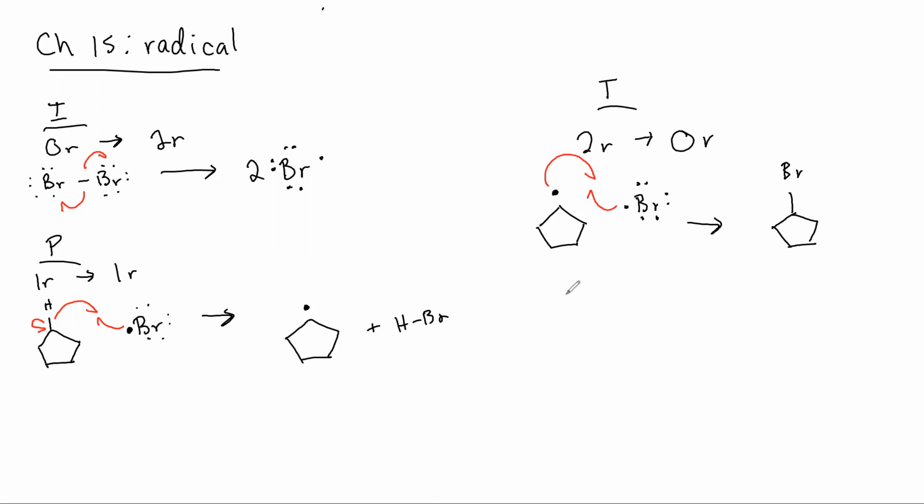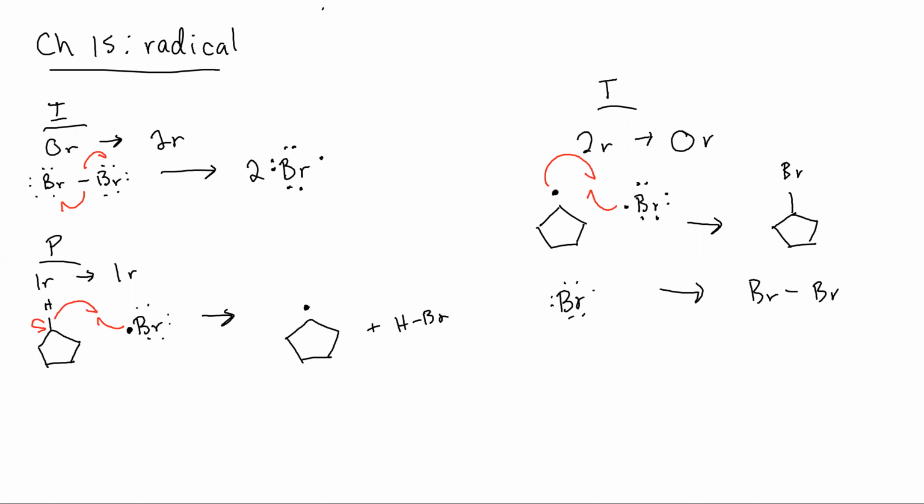And this termination can include 2 bromine radicals coming together to make a new bromine-bromine bond, or it can include 2 carbon radicals coming together to make a carbon-carbon bond. As long as you go from 2 radicals to 0 radicals, that is considered a termination reaction. Okay, so that's the general mechanism: initiation, propagation, termination.